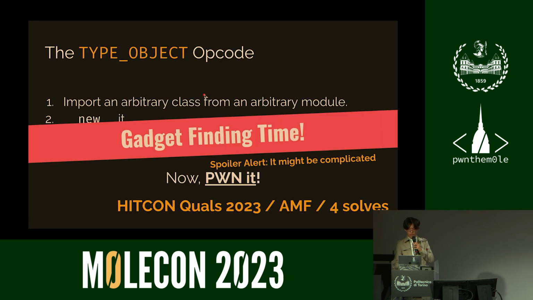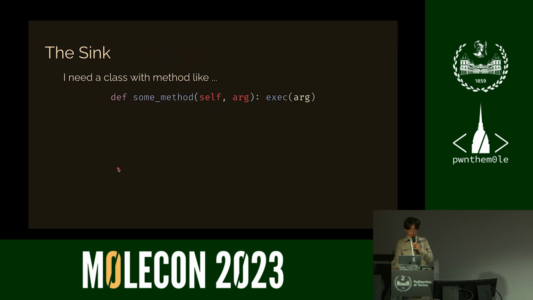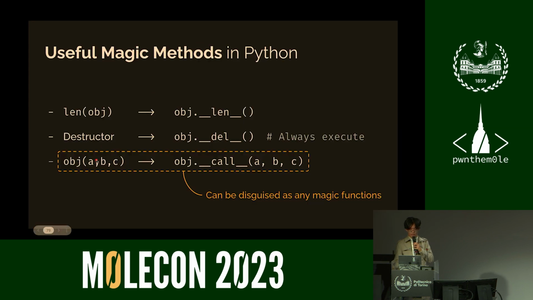But how to invoke a method and control its argument? We can just do this, right? So how to control all of this? We can use some magic methods in Python. And when it comes to deserialization, it's always useful to find some magic methods. For example, the len method maybe will be called when you call len on an object. And also the delete method is a destructor. It will always be invoked.